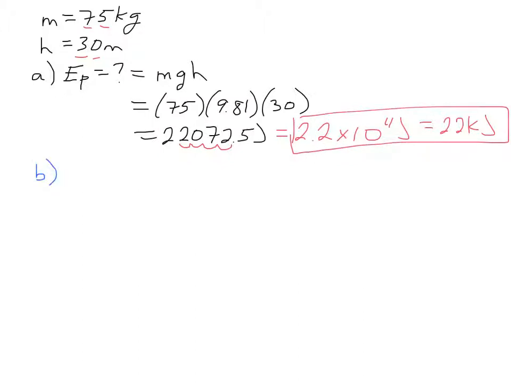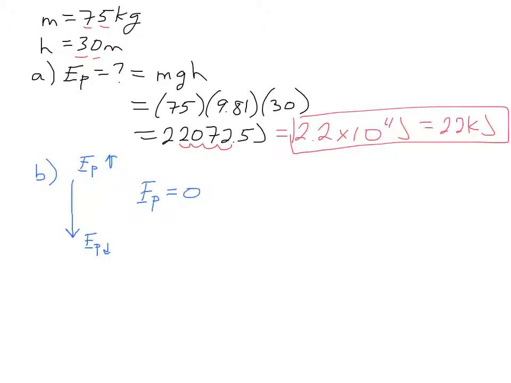Question B in this case is asking, what's his kinetic energy as he hits the water? When you're up really high, your potential energy is going to be really high. But as you go downwards, your potential energy ends up getting really low. So when you're on the surface of the water, your potential energy is going to be 0. So we know in this case our potential energy is 0.